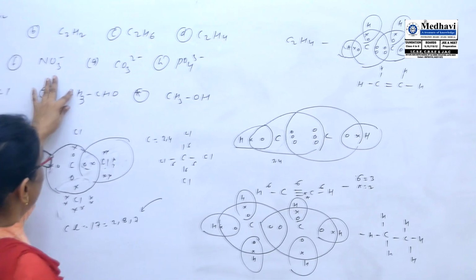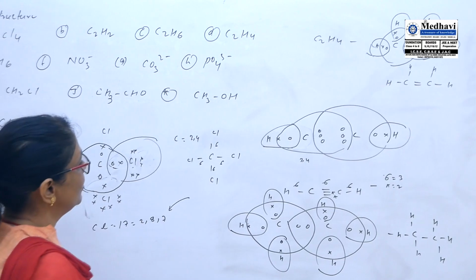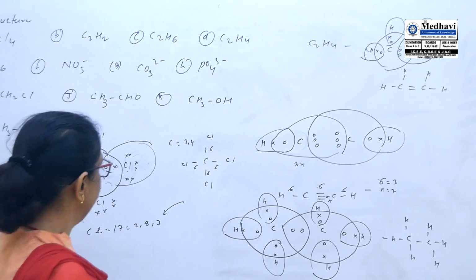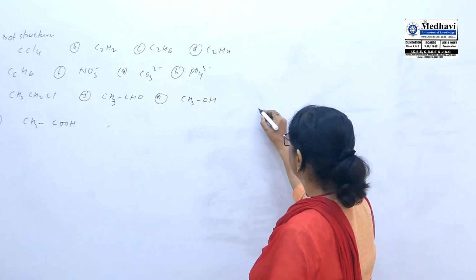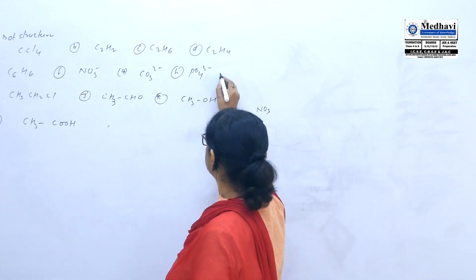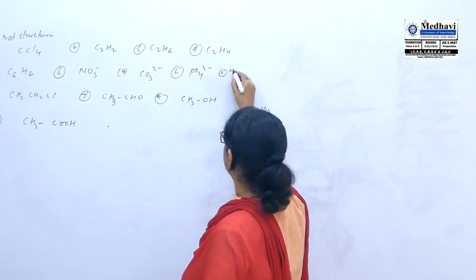Now, for the radicals, how will we draw the dot structure of radicals? One by one, I will explain. Nitrate ion. One more compound that is important is the ammonium ion, NH4 plus.